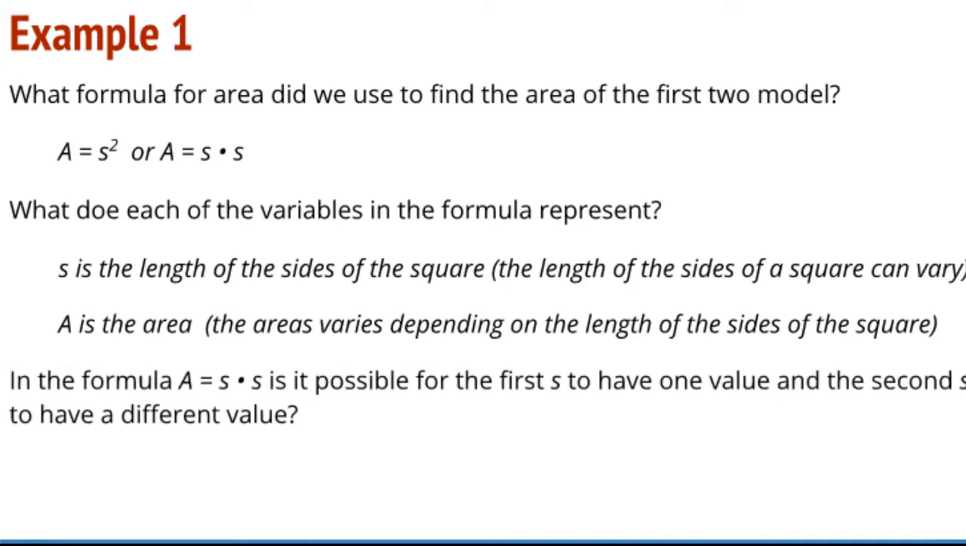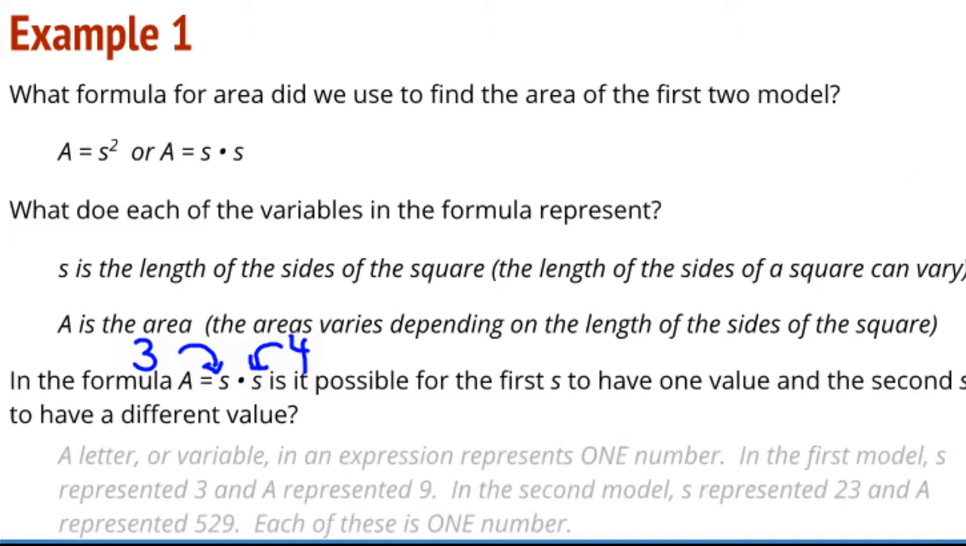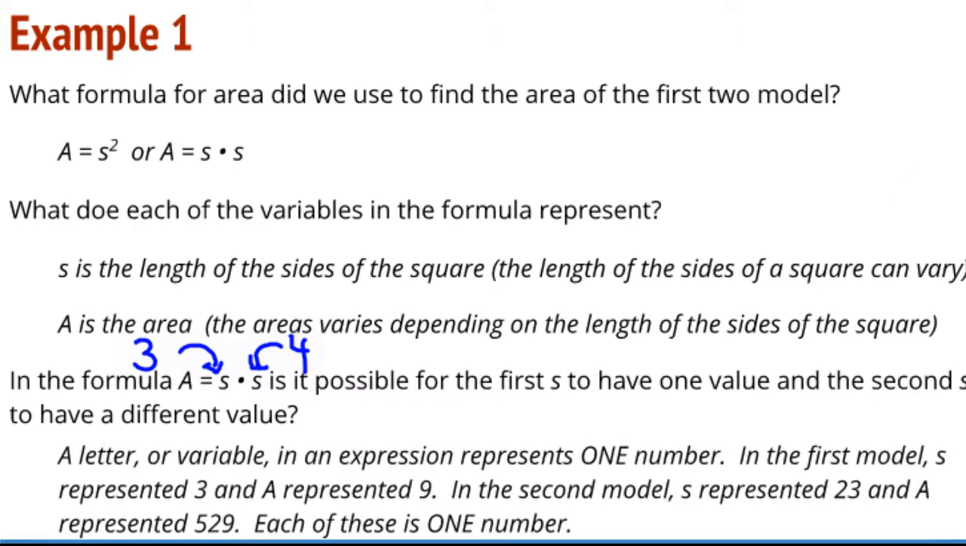So in the formula, area is equal to side times side. Is it possible for the first S to have one value and the second S to have a second value? Could I say that the first S is going to be 3 and the second S is going to be 4? Stop and think about that for a minute. Does that make sense if we're talking about a square? Hopefully your brain said to you, no, that does not make sense when we're talking about squares, because squares have all 4 sides the same length.